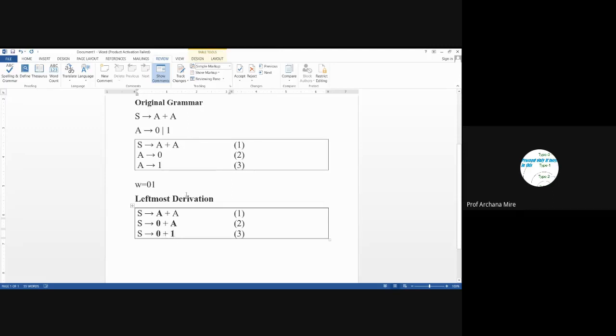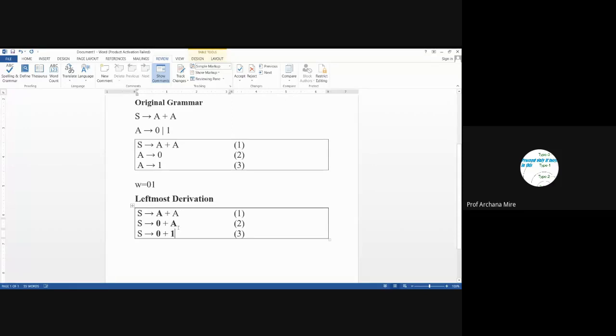Is there any other possibility to get the same string 0 plus 1 by using leftmost derivation? No. There is no scope to get any other derivation, and since there is no scope, my grammar may be unambiguous.